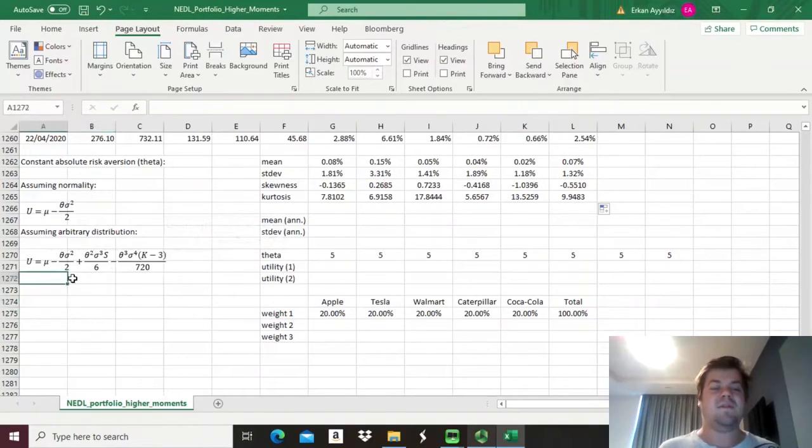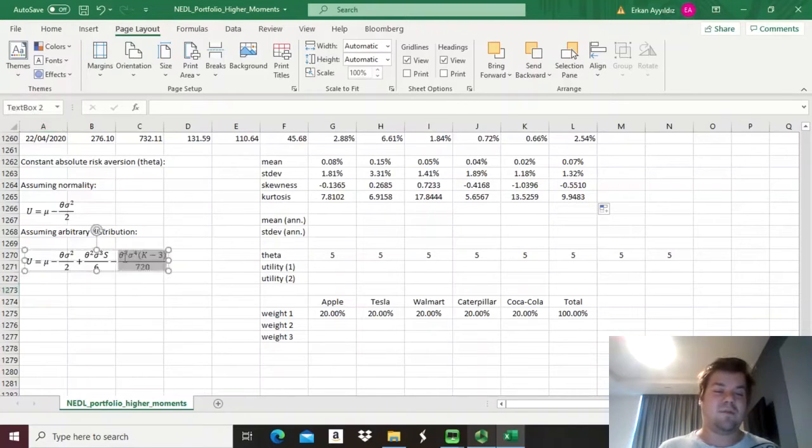In that case, investors prefer positive skewness and dislike negative skewness, and that is reflected by the plus sign over here. If skewness is positive, then utility would be higher, all other things held equal. If the skewness is negative, then the utility would be lower, because investors are excited about upsides and they are discouraged by potential downsides, and skewness shows you just that.